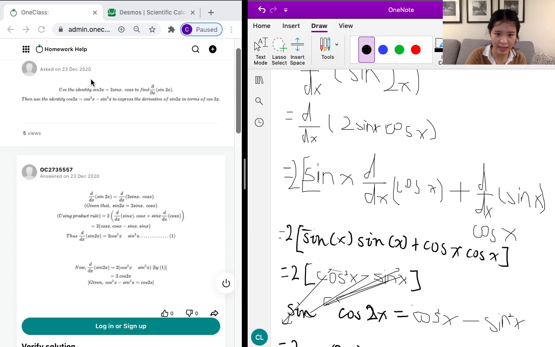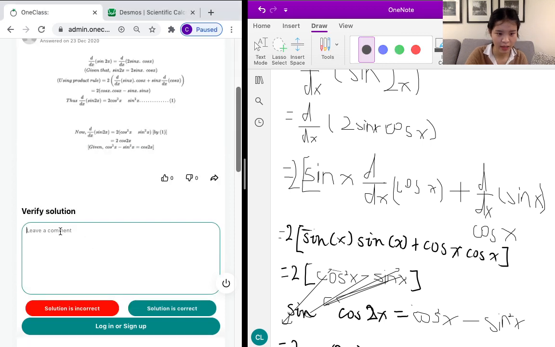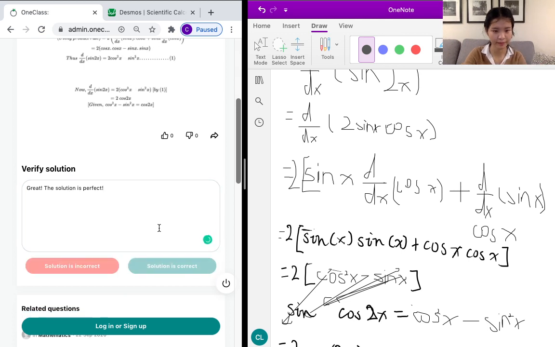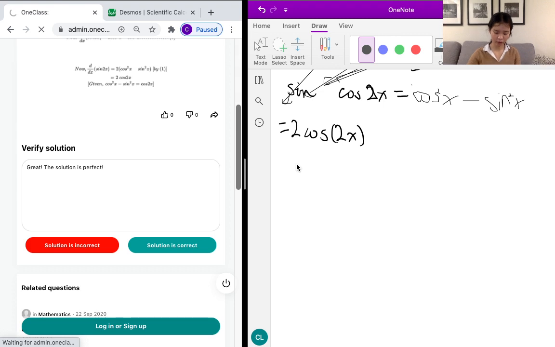But the question asks us to do it using trigonometric identities, so that is how we're going to do it. And our sample solution here is perfect. So I'll just say, great, the solution is correct. And let's move on to our third problem for today. It is loading.